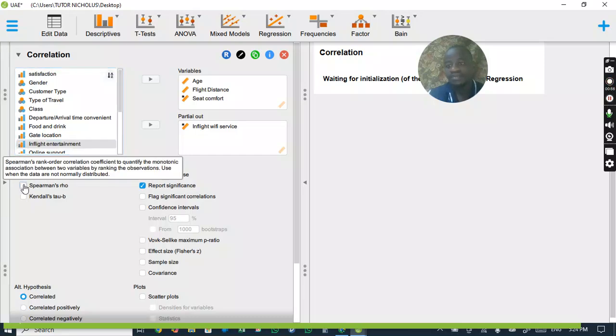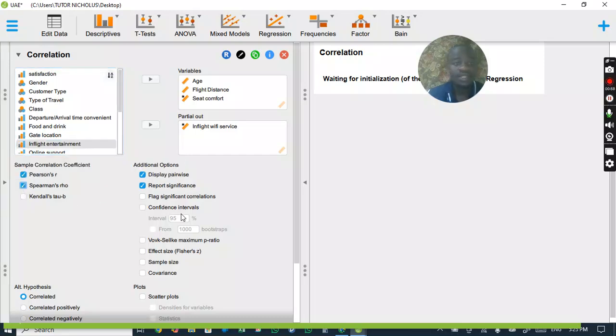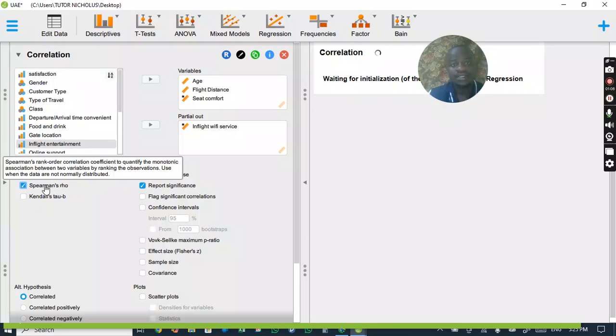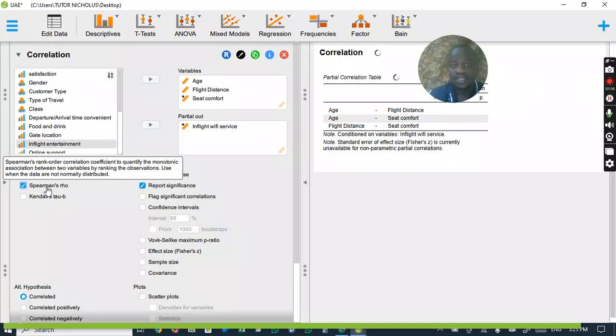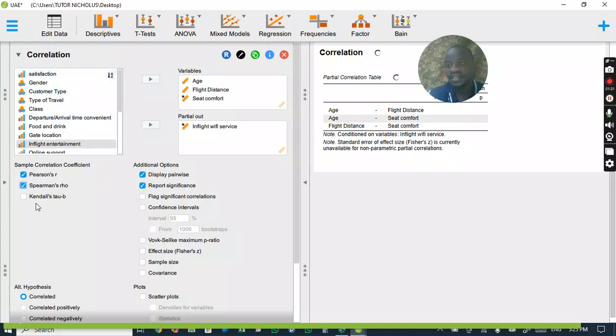So we have the Spearman's. Spearman's rho deals with the Spearman's rank moment of correlation coefficient. It measures the relationship between two variables in terms of their ranking, like schools, hospitals, etc. When we talk about Pearson's, it also measures the relationship between the variables, but it doesn't focus on the rank itself. It can check it in terms of other variables.